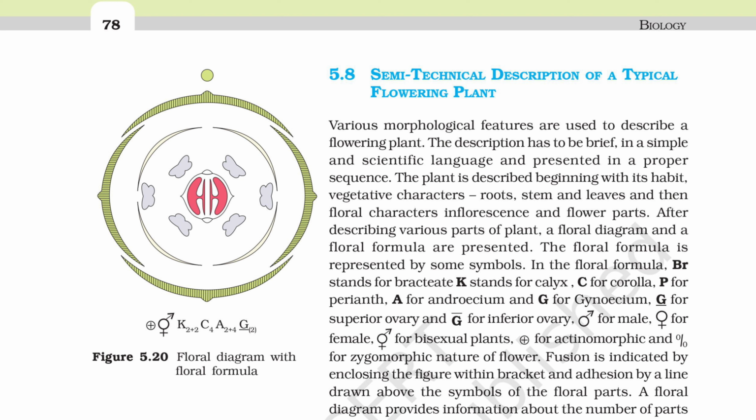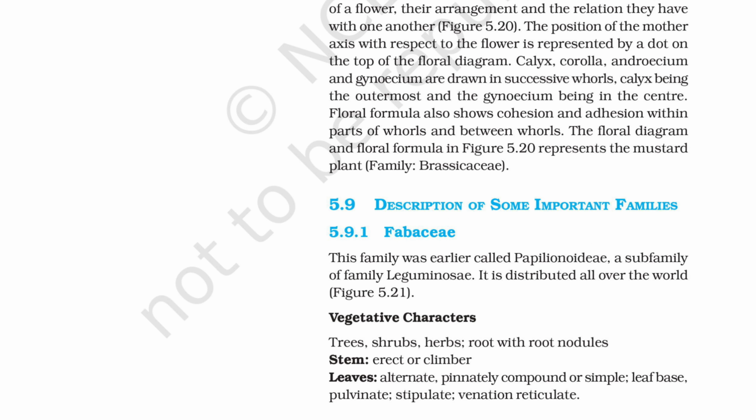A floral diagram provides information about the number of parts of a flower, their arrangement and the relation they have with one another. The position of the mother axis with respect to the flower is represented by a dot on the top of the floral diagram. Calyx, corolla, androecium and gynoecium are drawn in successive whorls, calyx being the outermost and the gynoecium being in the center. Floral formula also shows cohesion and adhesion within parts of whorls and between whorls. The floral diagram and floral formula in the figure represent the mustard plant, family Brassicaceae.